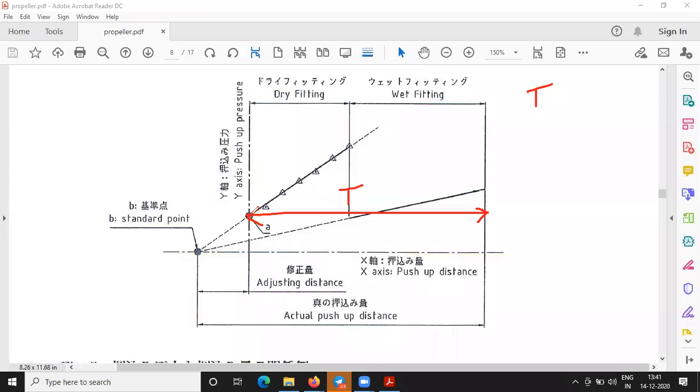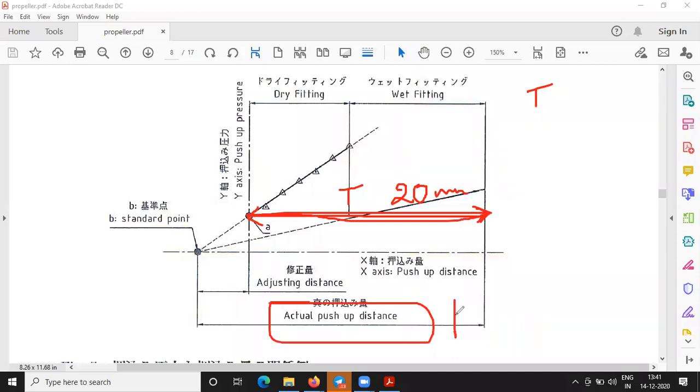You have taken a point from here, and you have increased the pressure until you find the push-up distance. That means, say from the graph, you are getting a push-up distance of 20 mm. This 20 mm is the theoretical push-up distance what you got. But the actual, practical push-up distance will be slightly more than what you get from the graph. So that means the point B is just a virtual point.